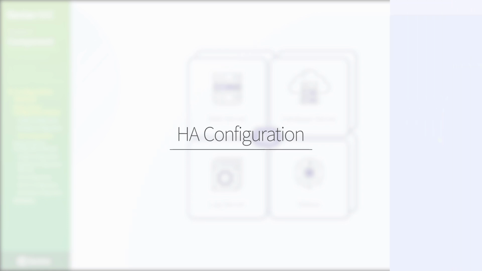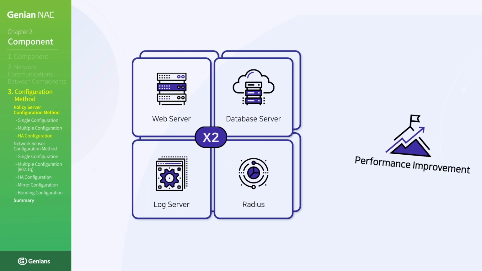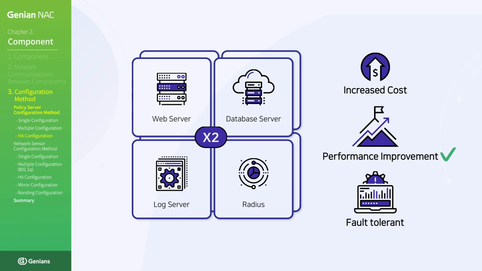In the HA configuration of the policy server, all modules are separated and run on individual devices. This setup offers 2 key advantages: improved performance compared to other configurations. Even if one module fails, the system can continue to operate without impacting the overall service, thanks to its fault-tolerant design.